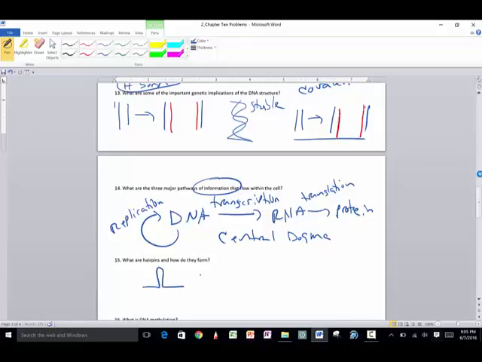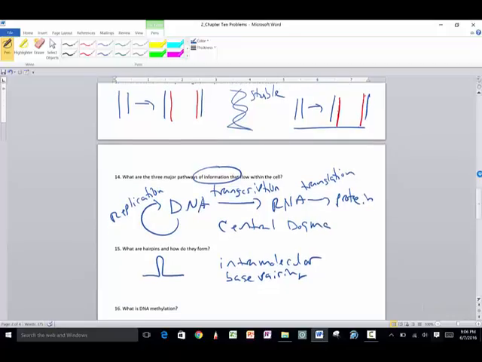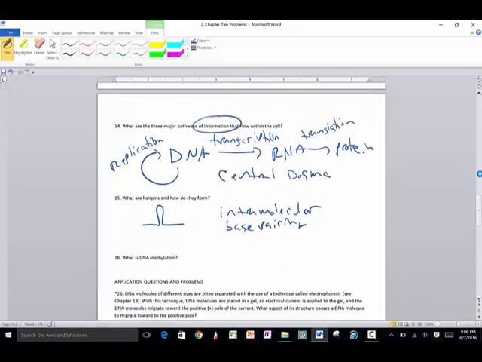What are hairpins and how do they form? They're things that look like this, and they form by intramolecular base pairing, as opposed to intermolecular base pairing. So that's two separate DNA molecules that are held together by base pairs. This is intramolecular because it's within the same molecule.